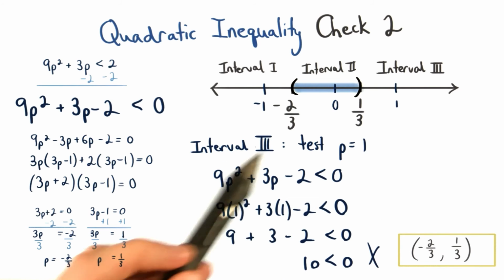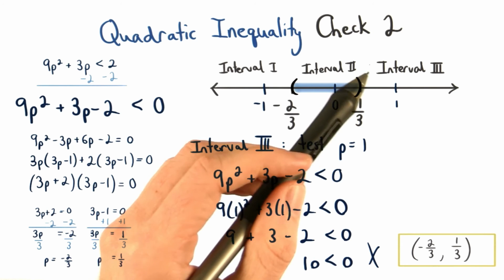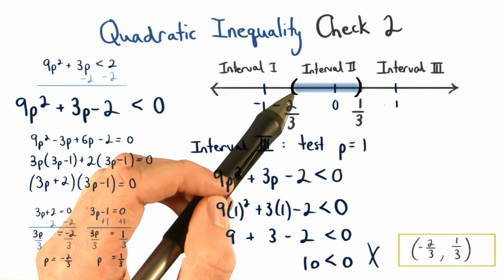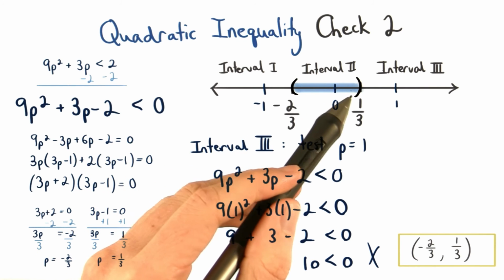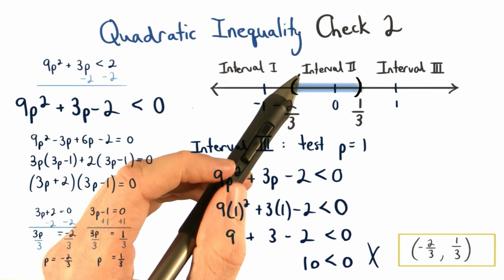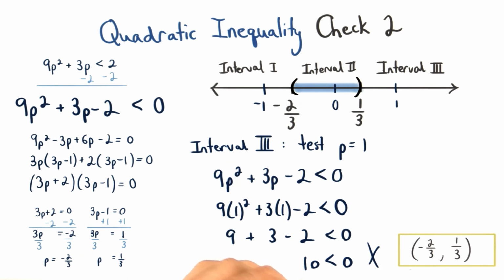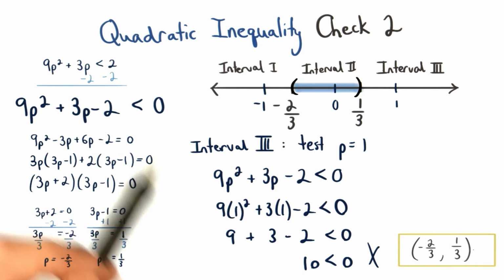For the third interval, we'll test p equals 1, and we'll get the statement 10 is less than 0. We know this is false, so this is not part of our solution, which leaves us with this interval only. Any value between negative 2/3 and positive 1/3 will make our original inequality true. We also use parentheses here and in our interval notation since this is just a less than symbol. We can't be equal to 0.